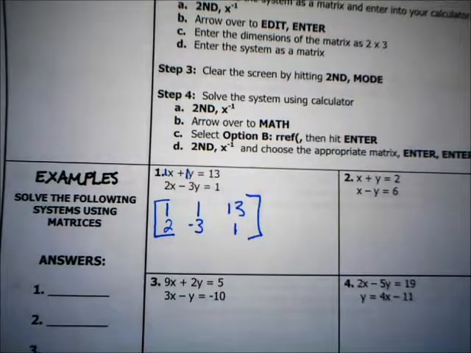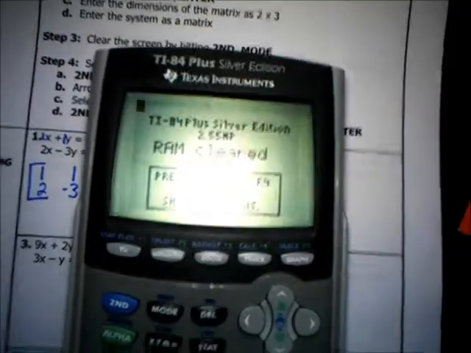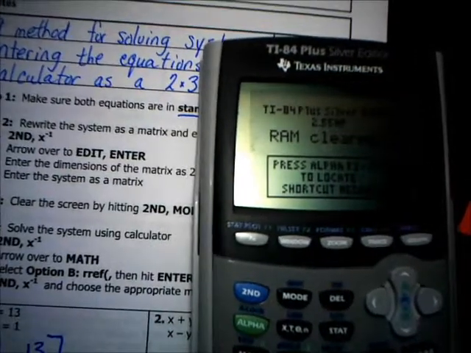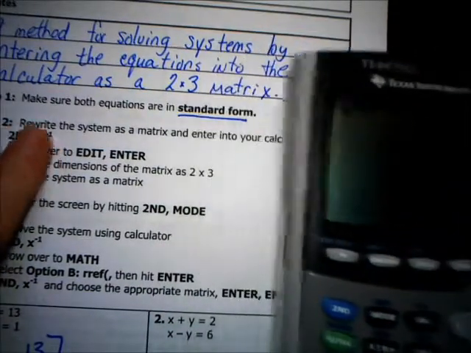Okay, so if I go to the calculator, let me make sure mine is reset so everything is set so that you can actually see it. Okay, so I've got my calculator reset, and I'm going to go through these steps on my paper here.